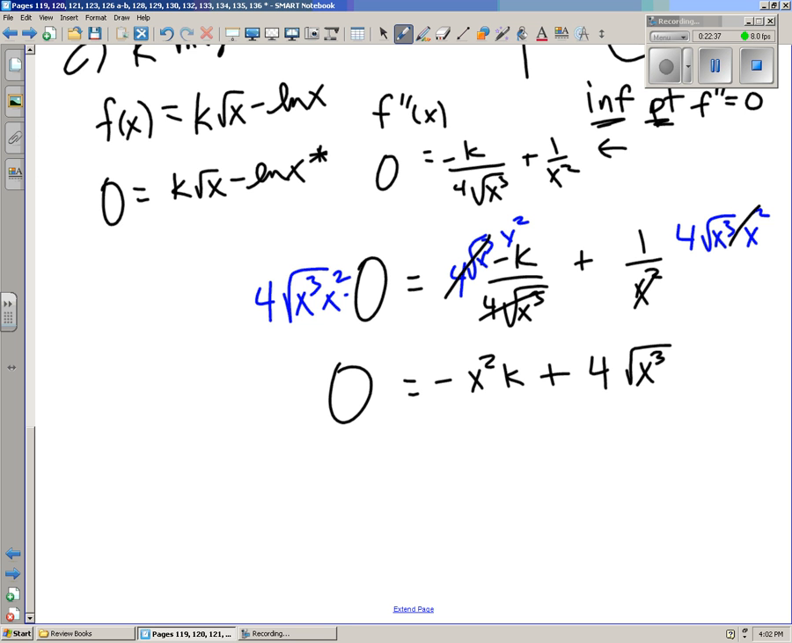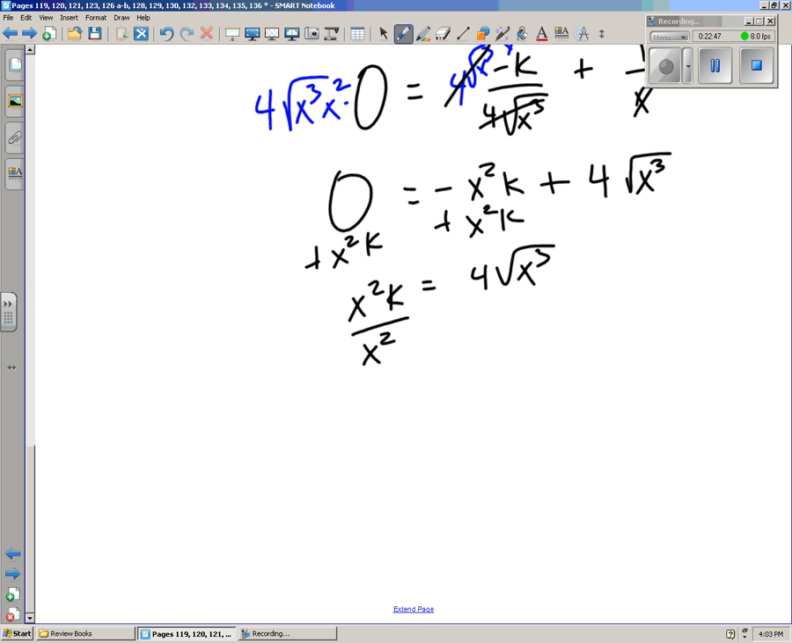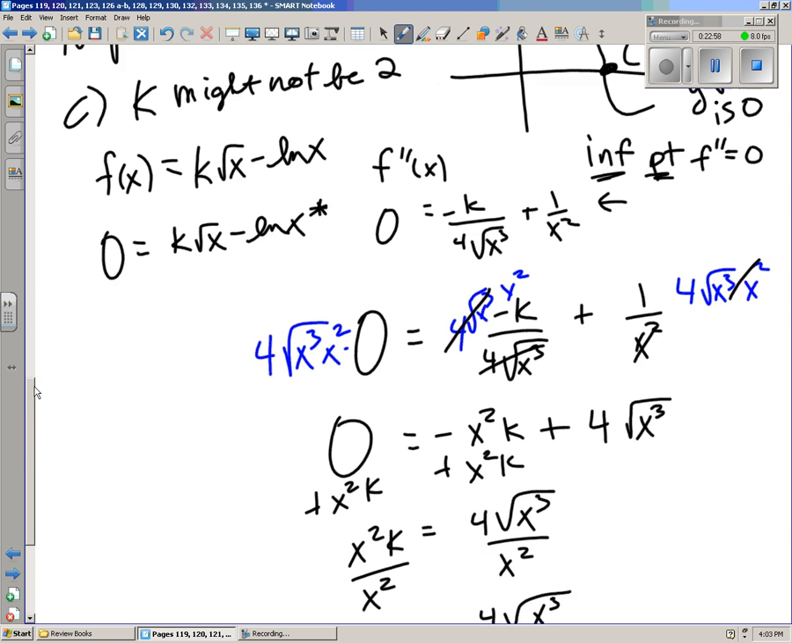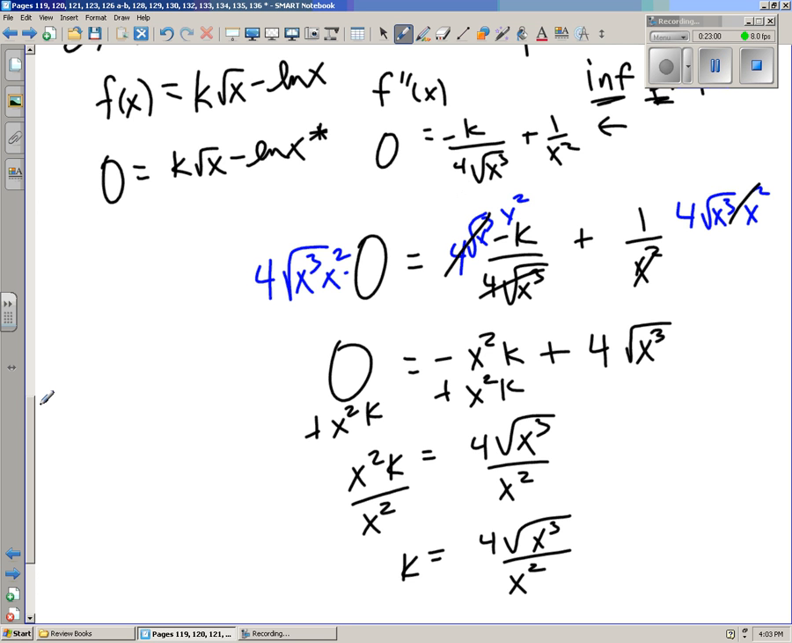Okay, so we could take this and solve pretty easily for k and then plug it back in over here. So let's see what we have. We'll add the x squared k over. We would get x squared k is equal to 4 square root of x cubed. k is 4 radical x cubed over x squared. There's your k. So going back up to here, that's k. We can plug it in. So we have 0 equals k, which is 4 radical x cubed over x squared, times square root of x minus ln of x.